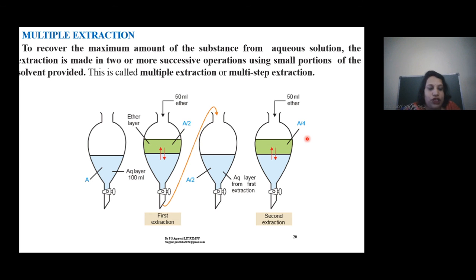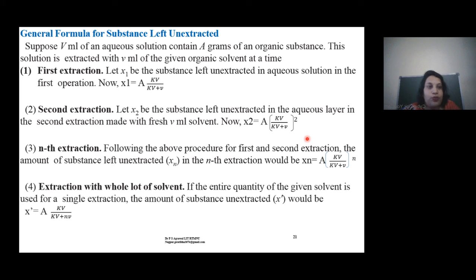Now, why is multiple extraction more efficient? We can prove it mathematically also. Suppose we check the first extraction. In the first extraction, let x1 be the substance that is left unextracted, then x1 will have this value. After the second extraction, we will reach this. After the nth extraction, we will reach this. So, this is the solute which has been left unextracted. We are deriving the general formula. So after the nth extraction, we will reach this formula.